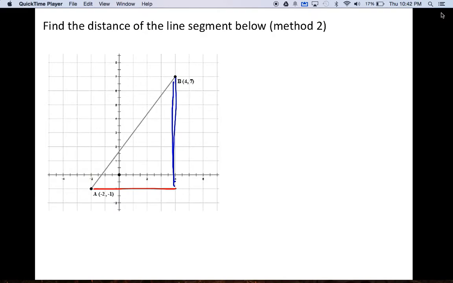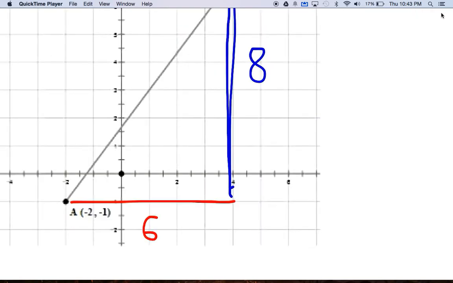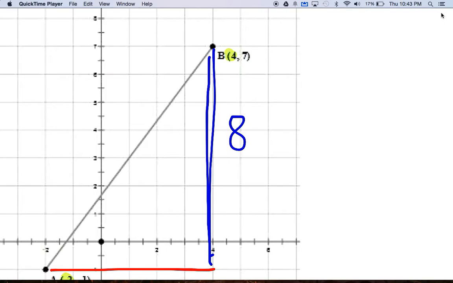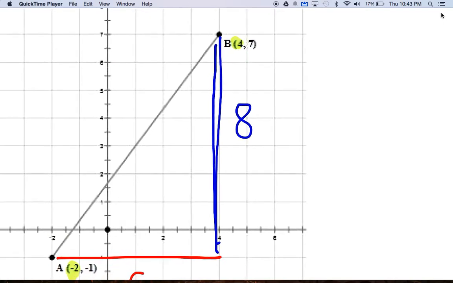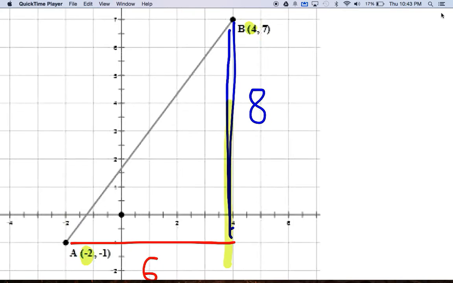Alright, so let's take a look. Again, we found that the distance across here was 6. It's the same problem as before. And the distance here was 8. Now, this 6 and this 8 are related to the points that we have here. Notice we have a -2 and a 4 here. And if you subtract the difference, if we're on the number line at 4 and we jump back to -2, there's a difference of 6 there.